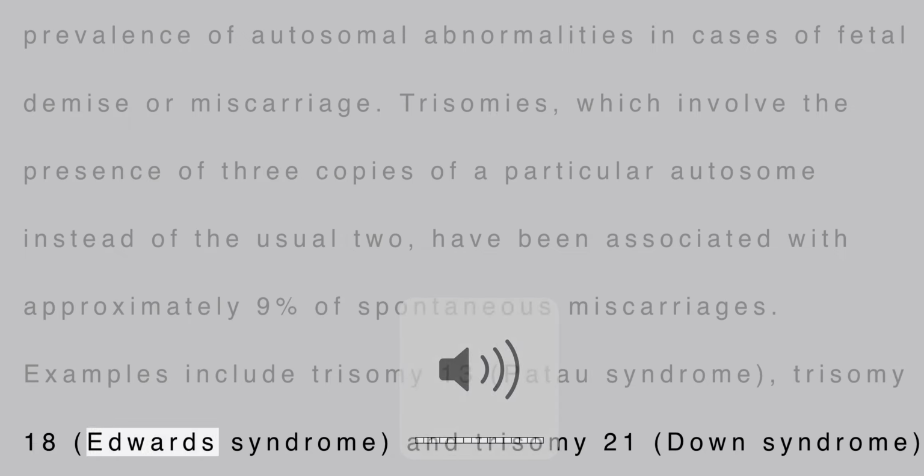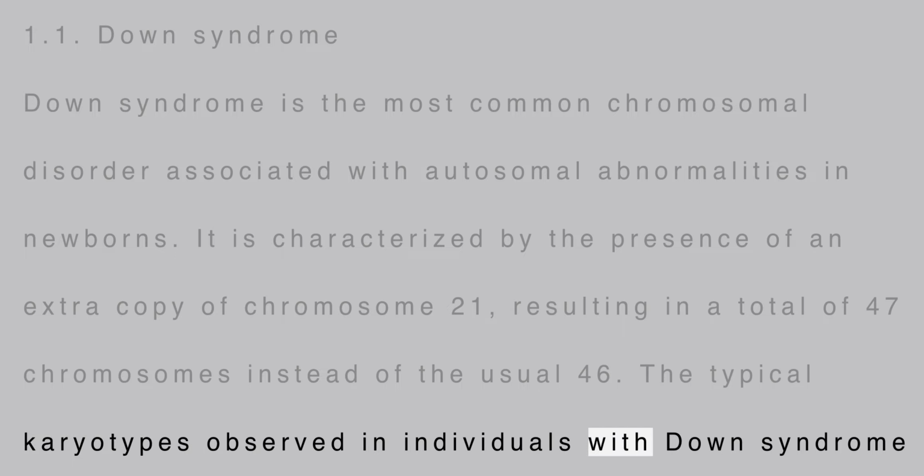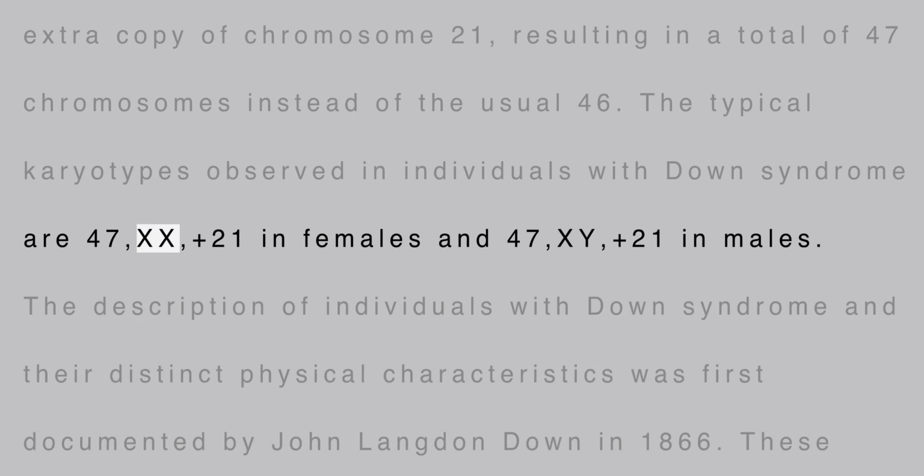1.1. Down syndrome. Down syndrome is the most common chromosomal disorder associated with autosomal abnormalities in newborns. It is characterized by the presence of an extra copy of chromosome 21, resulting in a total of 47 chromosomes instead of the usual 46. The typical karyotypes observed in individuals with Down syndrome are 47,XX,+21 in females and 47,XY,+21 in males.